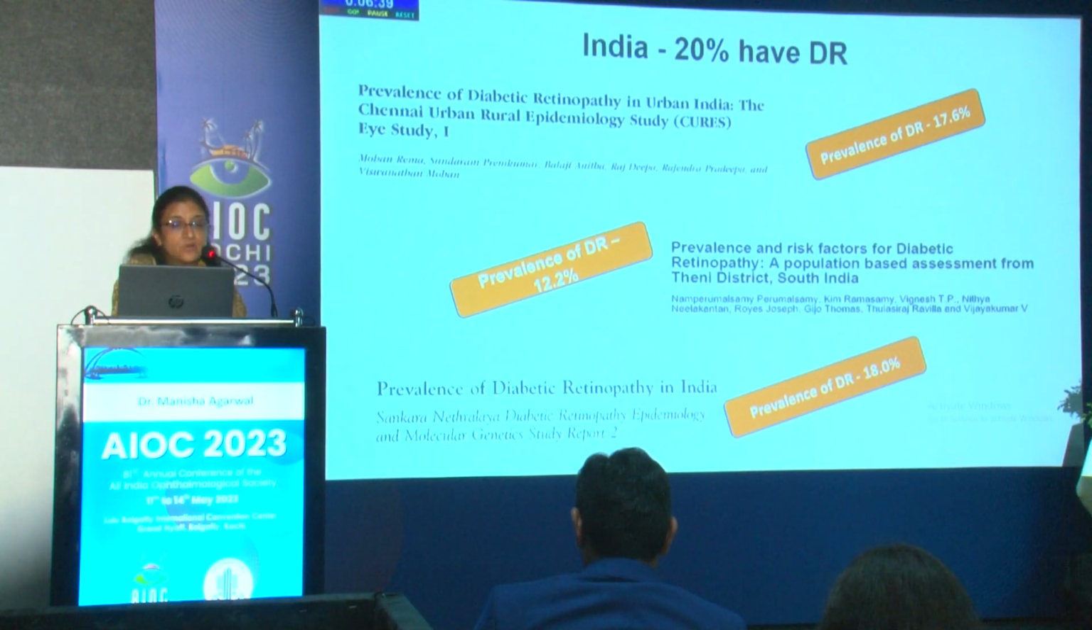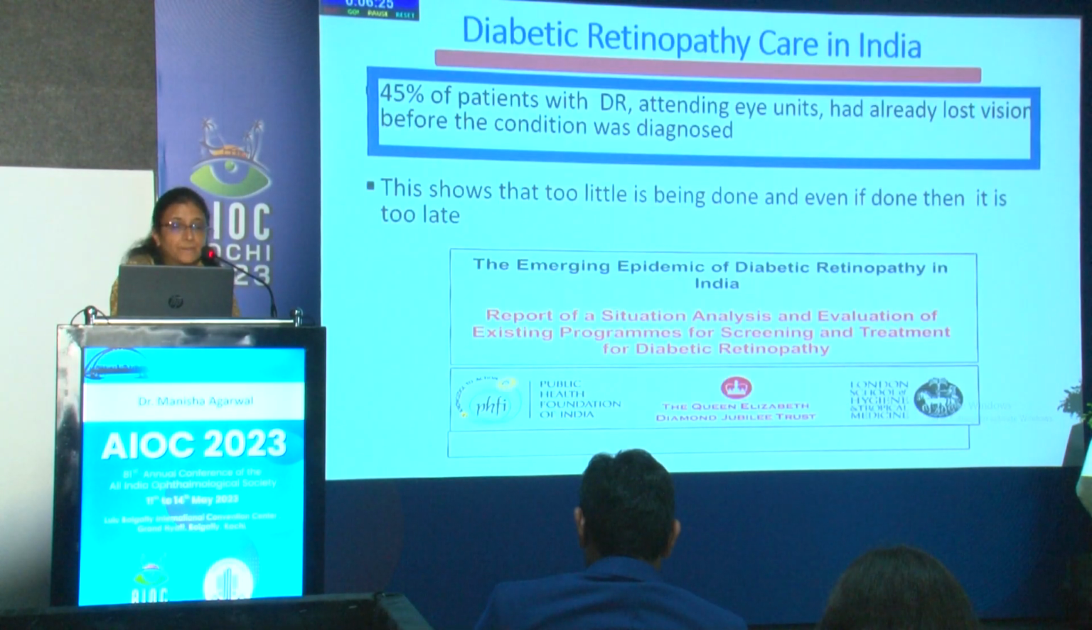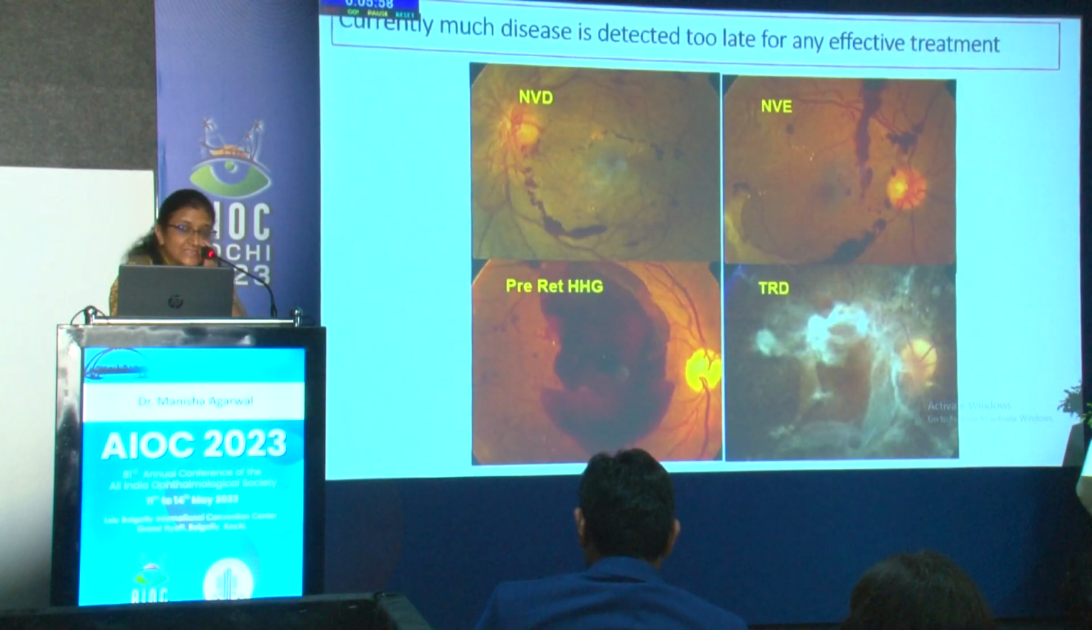And when we see the figures of the number of patients having diabetic retinopathy in India, the prevalence is as high as 20%, which again is extremely high as reported in the literature. But what is very disheartening is that 45% of the patients with diabetic retinopathy who are attending the eye units have already lost their vision before the condition was diagnosed. And this actually highlights the fact that too little is being done. And even if it is being done, then it is probably too late by the time the interventions are really done for these patients.